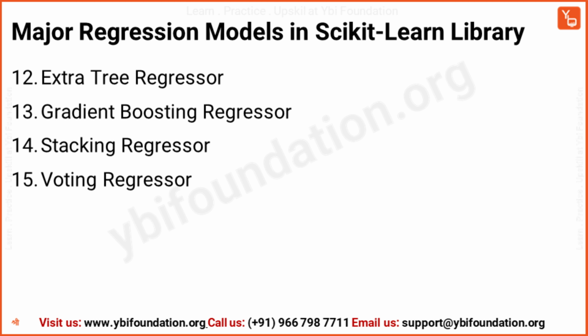Gradient boosting regressor builds models sequentially, with each new model correcting the errors of the previous ones, making it highly effective for complex datasets. The stacking regressor combines multiple models using a meta model to improve predictions. It leverages the strengths of various models for better performance. Finally, the voting regressor. It averages the predictions of different models to produce a final prediction, making it robust and versatile.